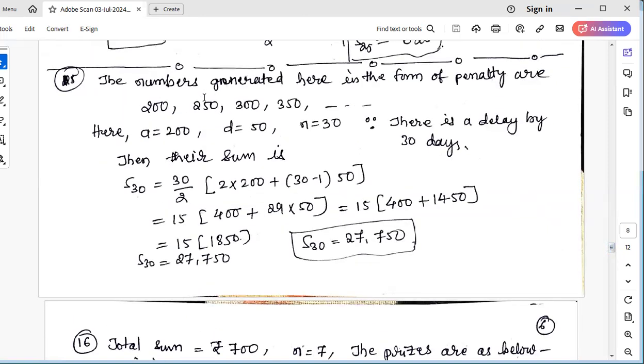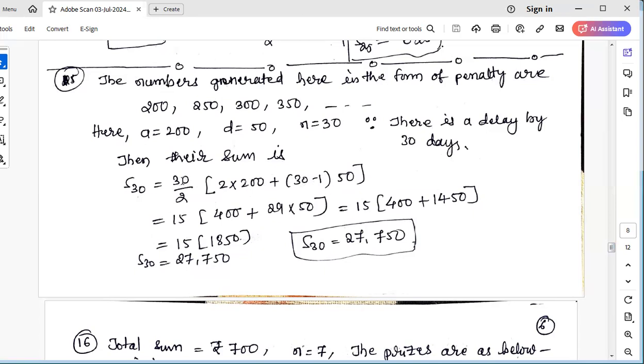The numbers generated here are in the form of a penalty, because the fine starts from 200. Then the fine is increased 50 rupees per day. So the terms generated here are 200, 250, 300, 350, and so on. So here, the first term is 200 and common difference is 50 and n is equal to 30 because there is a 30-day delay. Then their sum is S30. S30 is equal to n by 2, means 30 by 2 into 2a plus n minus 1, n is 30, into 50.